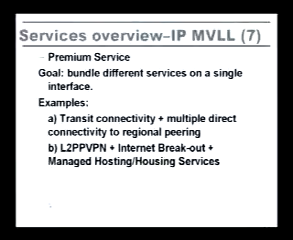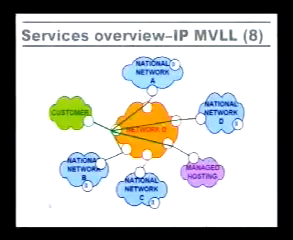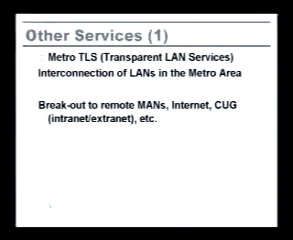Another type of service is premium service, where you bundle different services on a single interface. An example typically is transit connectivity with multiple direct connectivity to a regional peering, or you build a layer 2 VPN with internet breakouts and also extension cords to manage hosting services. That's represented in that picture. You can imagine also a metro transparent LAN service, and even break out this transparent LAN service to remote MANs.